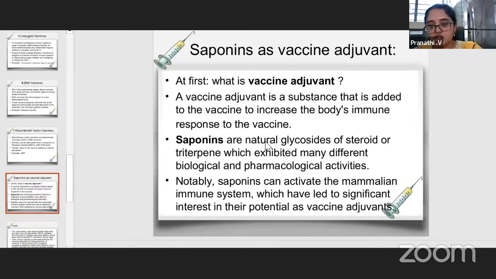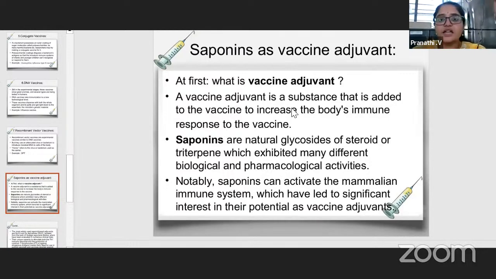Something known as adjuvants. Common alum is an adjuvant. A vaccine may have an adjuvant. What is it? An adjuvant is a substance which, when added along with the vaccine, increases the body's immune response against the vaccine. Examples are saponins and common alums. They are natural glycosides, of steroidal or triterpene nature. They have different kinds of pharmacological as well as biological activities together.